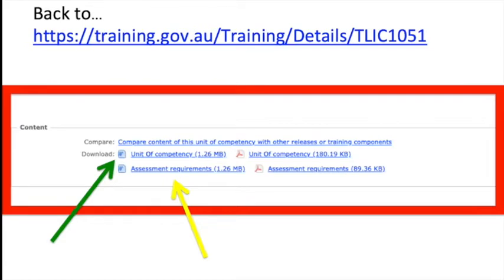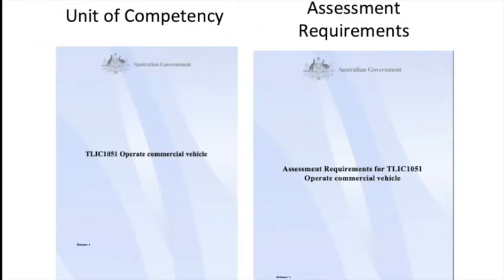So when we're talking about assessing someone in the unit of competency TLIC1051 Operate Commercial Vehicle, that gives us critical information as an RTO as to how we're going to conduct the assessment and what information we need to gather. Okay, so when we click through, this is what you'll see. The unit of competency title page on the left, and then on the right, the assessment requirements for the unit. And as I said, they come in a Word or a PDF. So if we scroll down on those documents, we would get the following information.